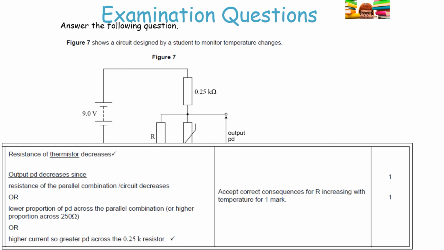Remember, it's important to note that for any component, V is directly proportional to R. So when the thermistor's resistance goes down, it brings the entire parallel combination's resistance down, and therefore brings that V down, because V and R are directly proportional.